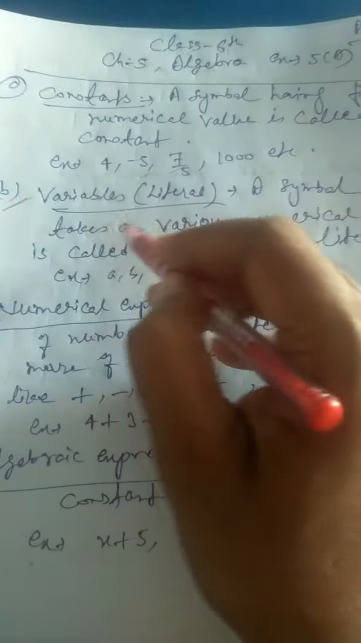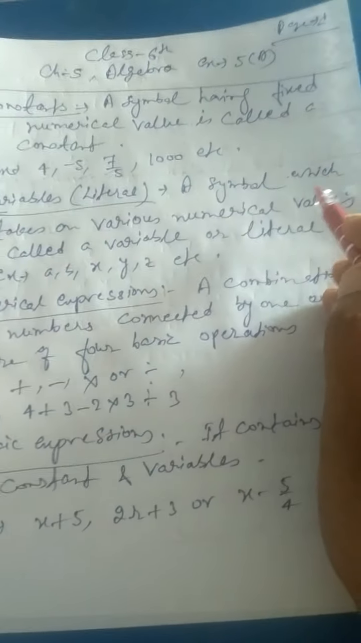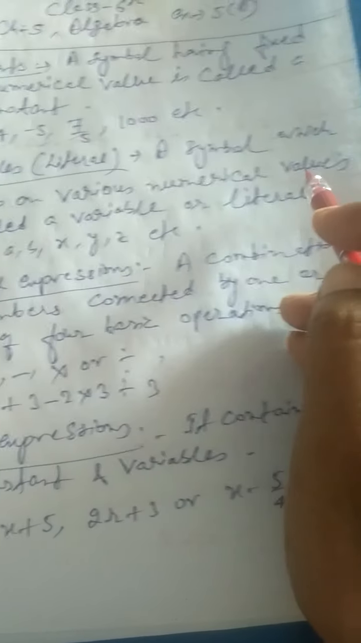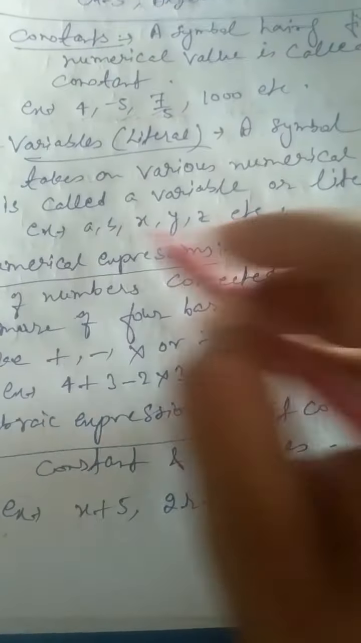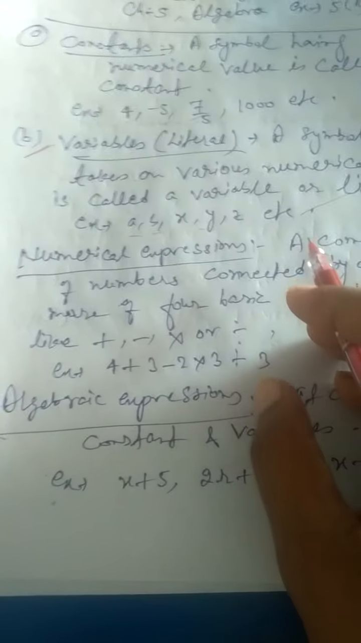Similarly, the second one is a variable or literals. Variables are also called literals. A symbol which takes on various numerical values is called a variable or literal. For example, we have taken small a, b, c, x, y, z, etc.